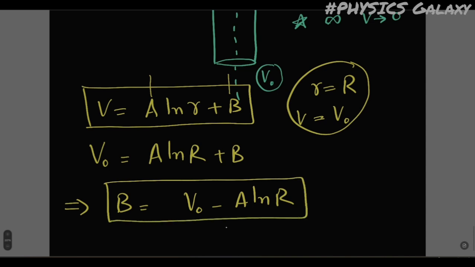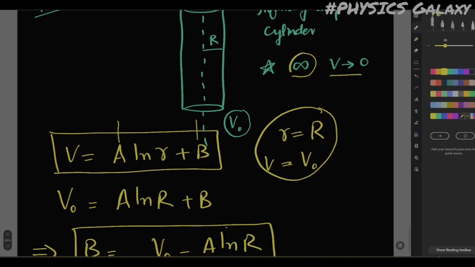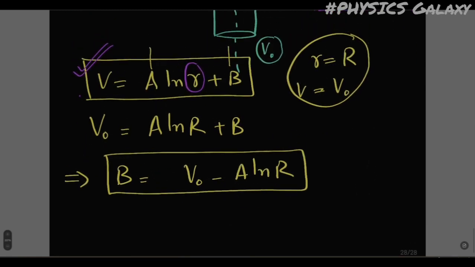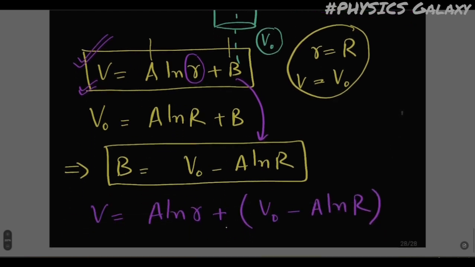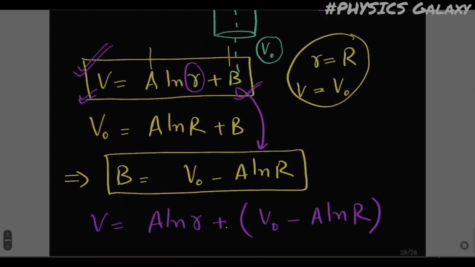Now how to get the other constant A? Look carefully here. We can use one more condition, that at infinity V equals zero. But if you put it directly into this equation, suppose R goes to infinity, then V will go to infinity, which doesn't seem to be the case, because we know at infinity V has to go to zero. So we will not put it directly into this equation. What we'll do is solve this equation a bit. We'll write V equals A ln of R plus, so we know B, V naught minus A ln of R. What I'm doing here, basically, is that I want to plug in this condition, so for that I will rearrange this first equation a bit.